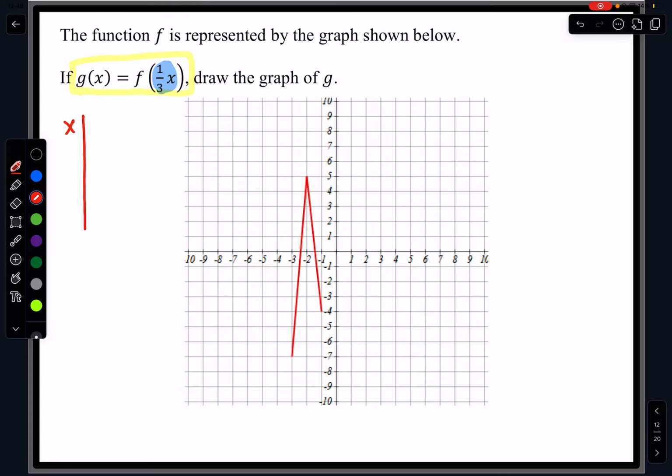So we have the x and y, f of x values. So this point here is -3, -7. This one right here is at -2, 5, and the last point that we have here is -1 and -4.